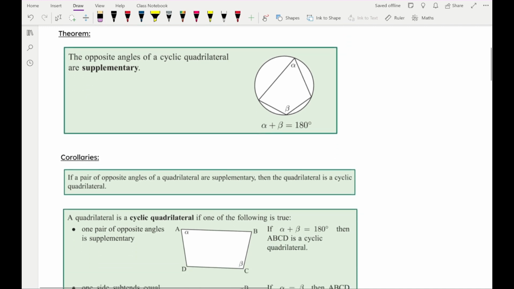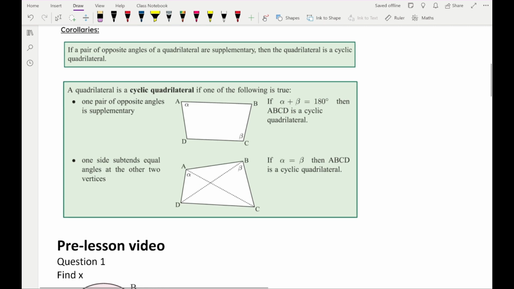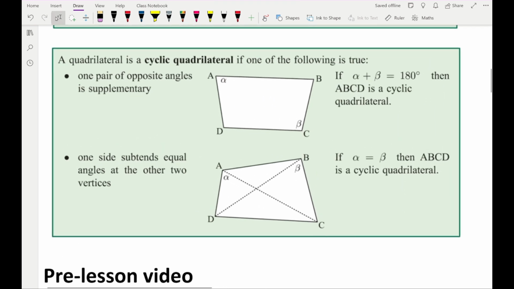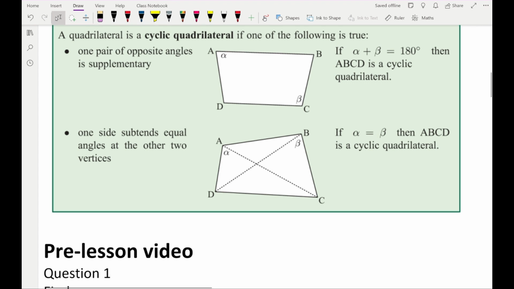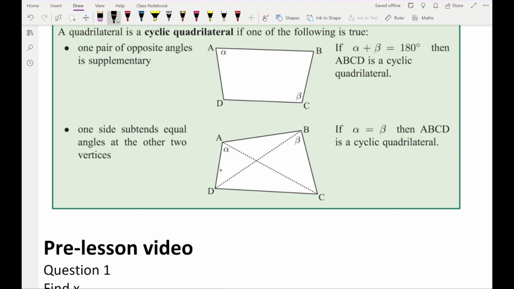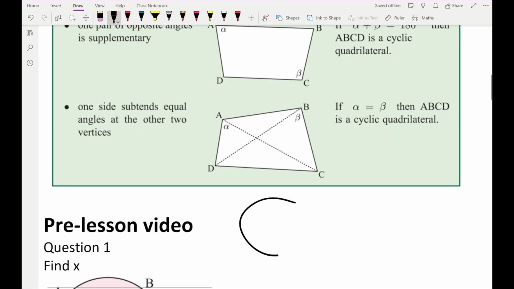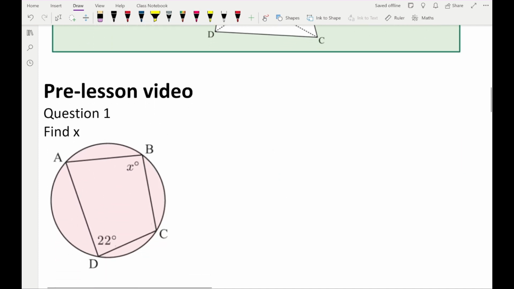All right, so a few corollaries. Basically, it's these two. If you have a pair of angles that add up to 180, that means it is a cyclic quadrilateral. Also, if you have a situation like this and alpha matches beta, then you also have a cyclic quadrilateral. This is pretty similar to the angles subtended by the same arc theorem that we saw before, where these two angles were equal to each other. All right, so let's do a couple of questions.